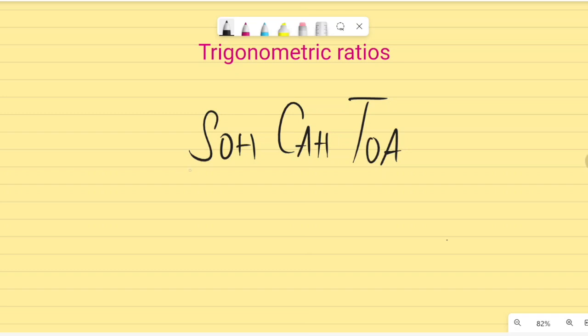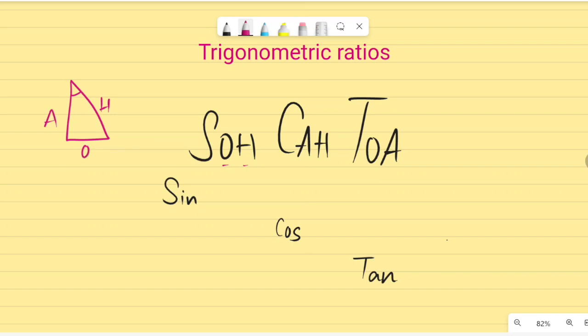If you remember SOH CAH TOA, you will remember all three trigonometric ratios, and let's see how. S stands for sine ratio, so we can just call it sine, the short form. C stands for cosine, we can call it cos, and T stands for tangent, we can call it tan. Now you can see after S you have O and H. You remember in the last video we learned how to identify the hypotenuse, opposite, and adjacent. If you haven't seen it, you can see the last video from the link there.